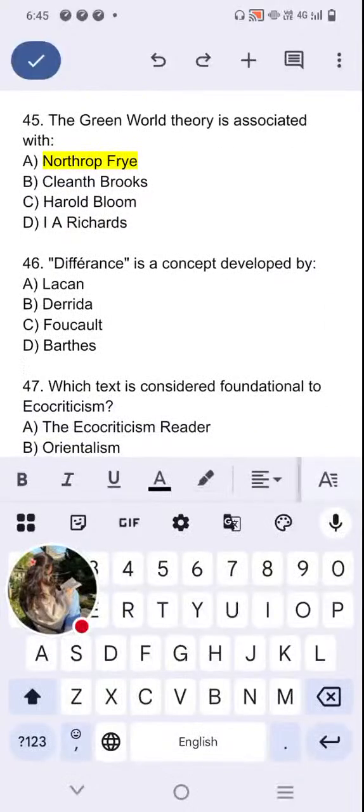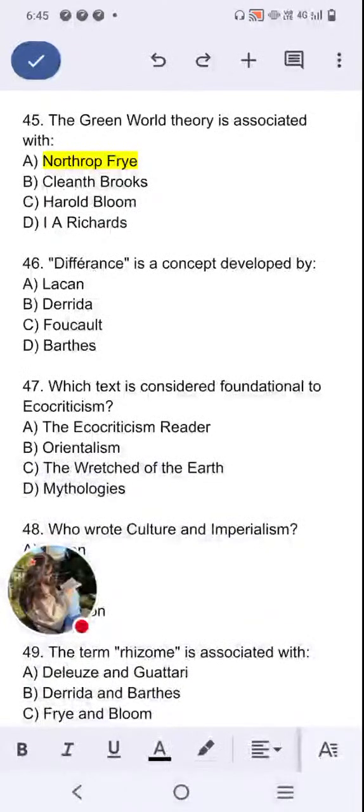Next question. Difference is a concept developed by option A, Lacan. Option B, Derrida. Option C, Foucault. Option D, Barthes. This is the same critic who also developed the concept of difference versus difference. The person connected with deconstruction, it is Derrida.